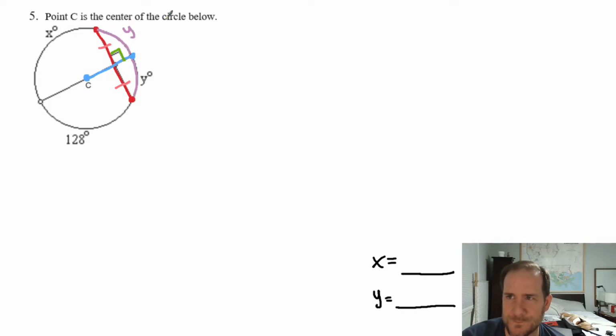And that's important because again, we know that C is our center, so we've got another diameter. So these are semicircles. So we know that to find y, we can just do 180 minus the 128, which gives us 52. So that's y.